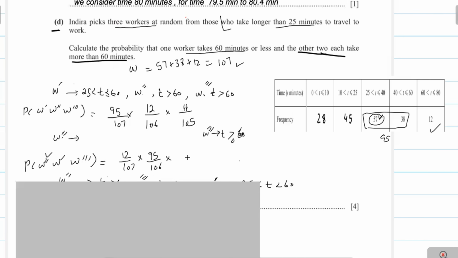The number of workers will be 11 because one is already selected here. Therefore, if we already selected two workers, the remaining workers will be 105. Therefore, the probability of W triple dash is 11 over 105.